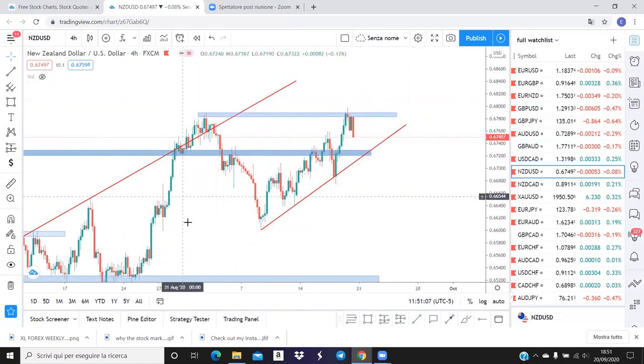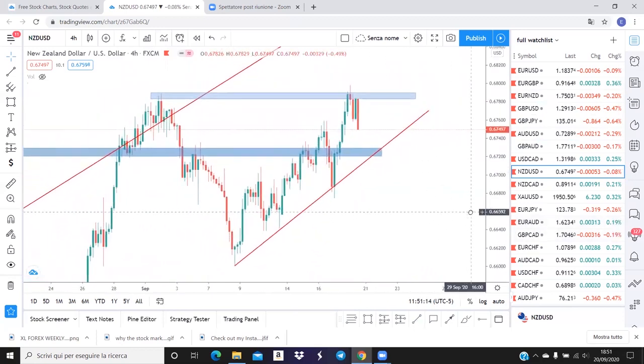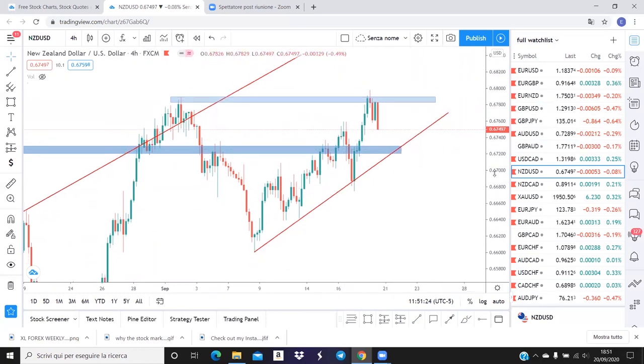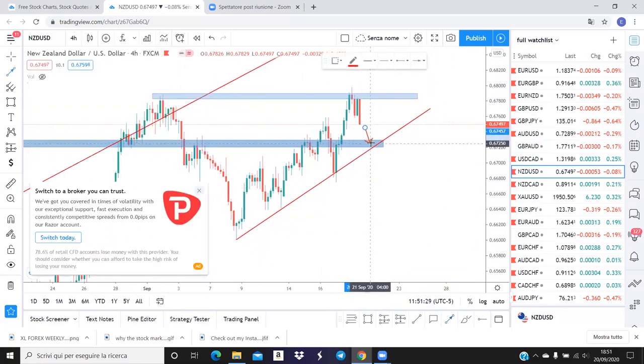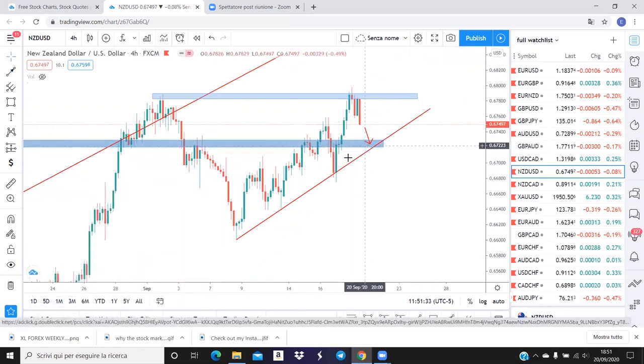For NZD USD, we can see that we just created a double top right here. And at the moment, we could start considering some bearish positions because, of course, we made a double top. At the same time, we are also on this uptrend right here, so we have to be careful. The best option could be to wait to see what happens once we reach this level right here, which corresponds to support and also to the uptrend level. So we just have to be patient and wait for the right confirmation in order to enter a trade.